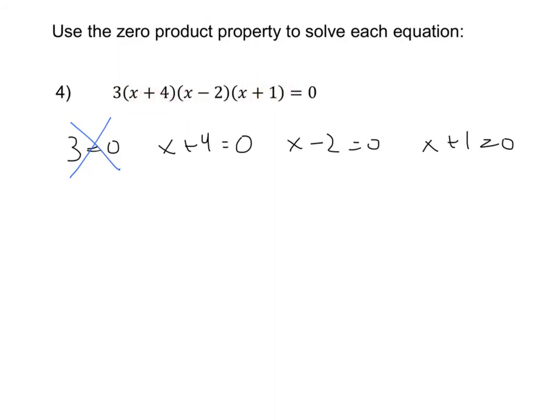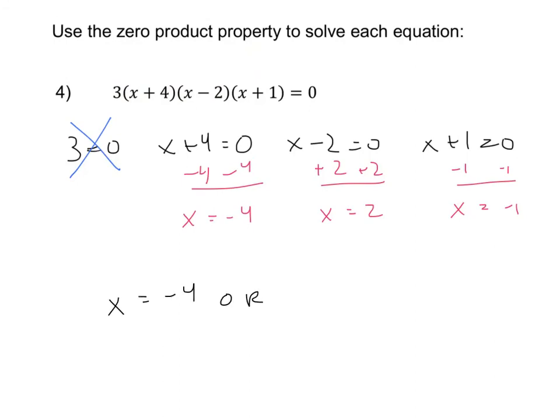Okay? The solutions that you should have gotten, right? Well, I'll just go ahead and do them real fast. If I subtract 4 here from both sides, I get x equals negative 4. In the third equation, if I add 2 here, we get x equals 2. If I subtract 1 here, we get x equals negative 1. So there are 3 answers. X could either be equal to negative 4, or x could be equal to 2, or x could be equal to negative 1.